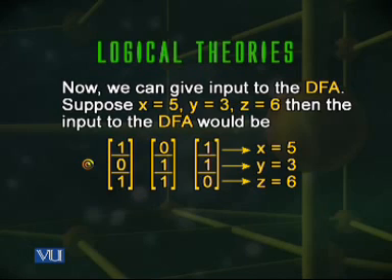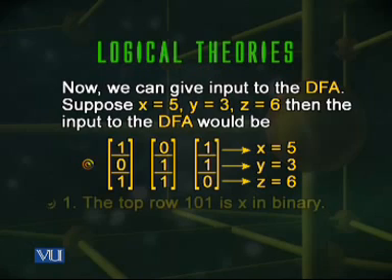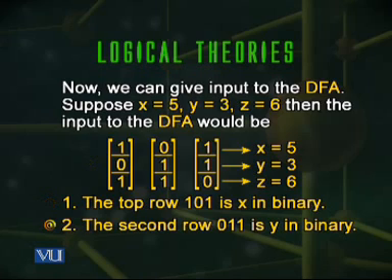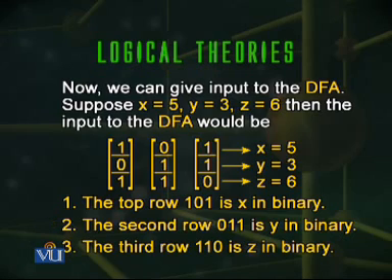So take an example. Here x equals 5, y equals 3, and z equals 6. Then the input to the DFA would be: the first character will be 101, the second character would be 011, the third character would be 110. The top row reads 101, which is x in binary because x equals 5. The second row reads 011, which is y in binary because y equals 3. The third row reads 110, which is z in binary because z is equal to 6.